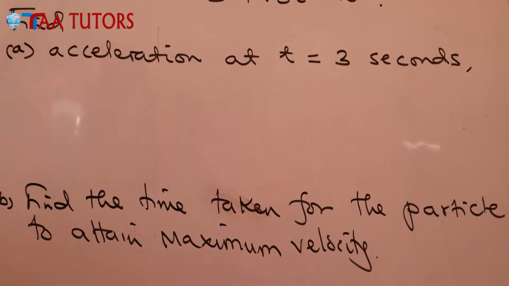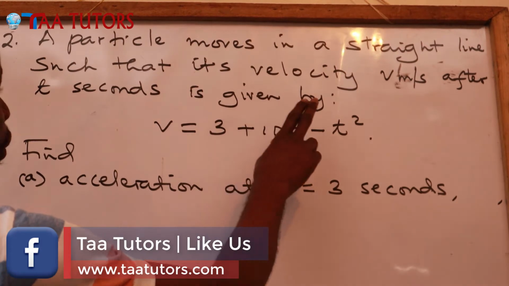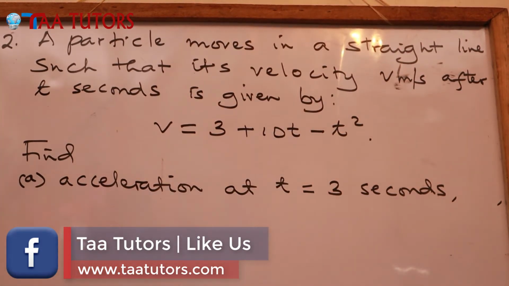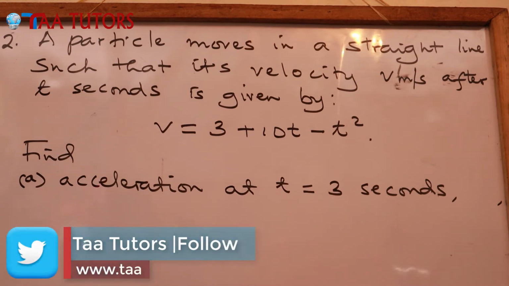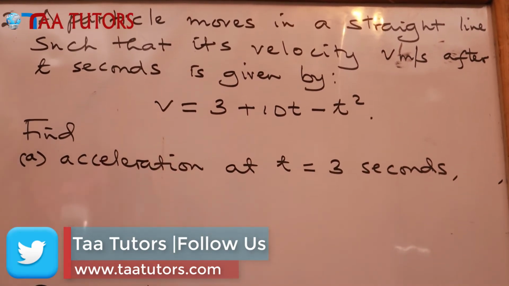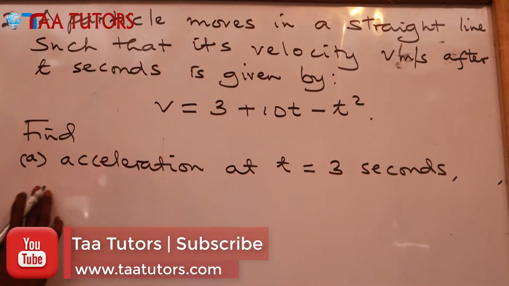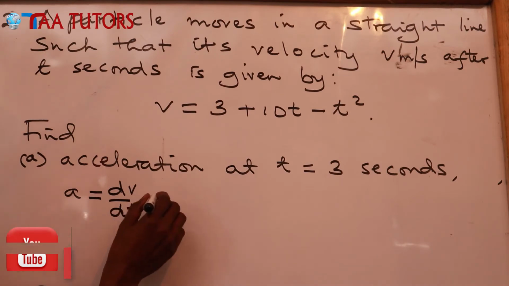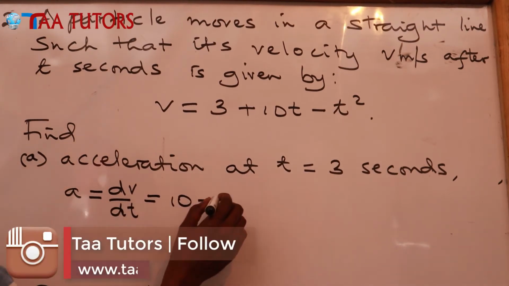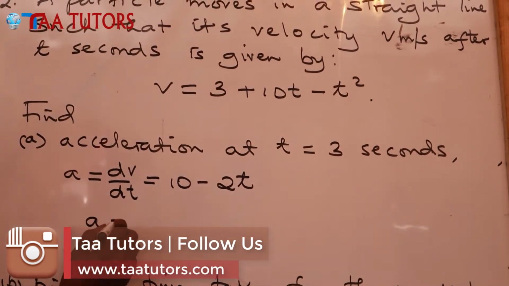So the question is: a particle moves in a straight line such that its velocity v meters per second after t seconds is given by v equals 3 plus 10t minus t squared. Find the acceleration at t equals 3 seconds. The first thing, we said that to get acceleration from the velocity function, a equals dv/dt. So that will be 10 minus 2t. That is our acceleration function.